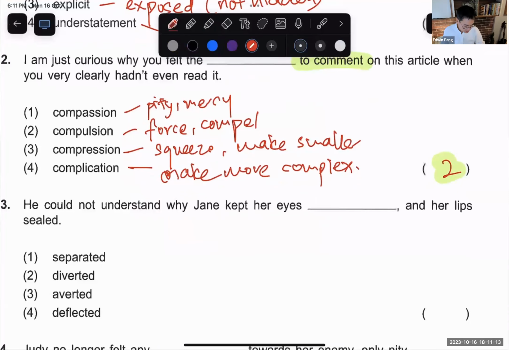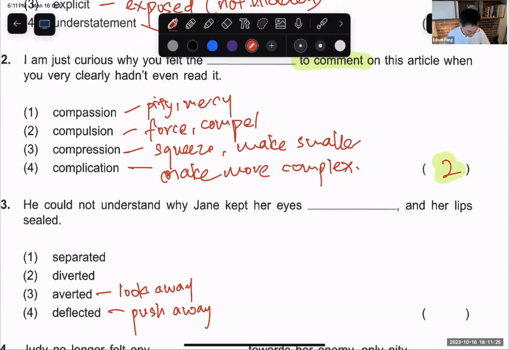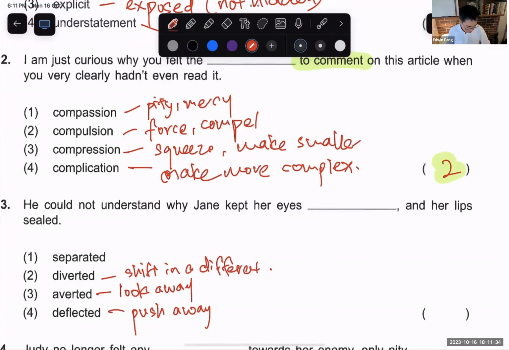I don't need to talk about separated or diverted. Averted means to look away. Deflected means to push away. You all know what diverted is, right? Diverted means to shift in a different direction. For example, the traffic was diverted from the expressway because of the massive accident involving 10 trucks. So diverted means to shift in a different direction.